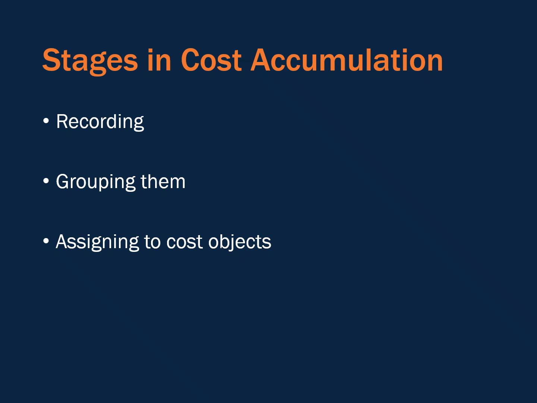So after you record all the information from the source document, the next thing you do is to group them. You group them into the three categories as mentioned earlier. We have the direct materials, we have the direct labor, and then we have the manufacturing overhead costs. So that's how you group the various costs that you have recorded. And lastly, you assign the cost to cost objects, which could be a product, it could be a project, or even a service.